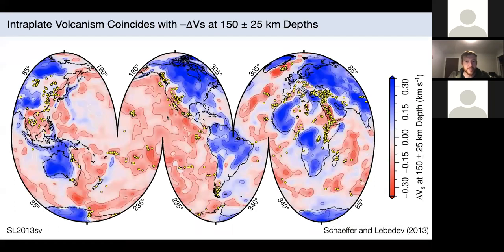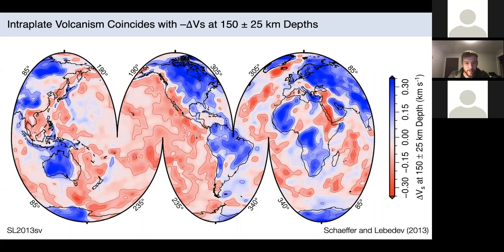We're going to compare that database to tomography, and specifically, we're going to compare it to the Schaefer and Lebedev 2013 seismic shear wave model at 150 plus or minus 25 kilometers depth. As I hope you'll agree, most of the yellow dots appear on areas that are red in the map, or hot temperatures at 150 kilometers depth.